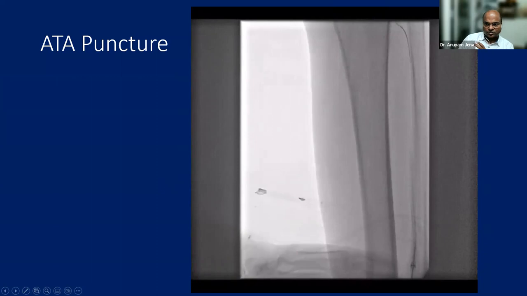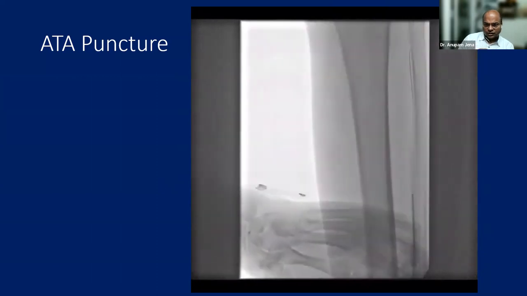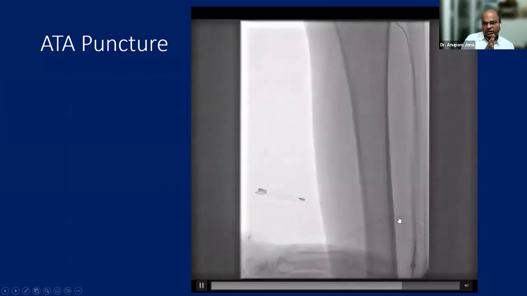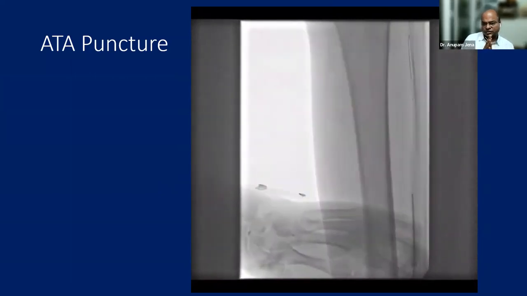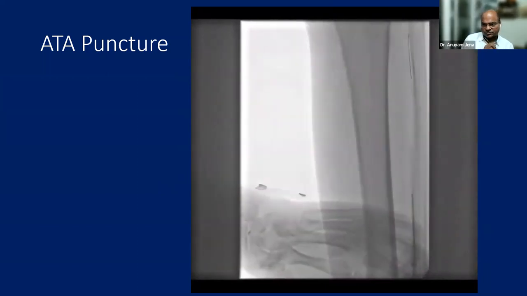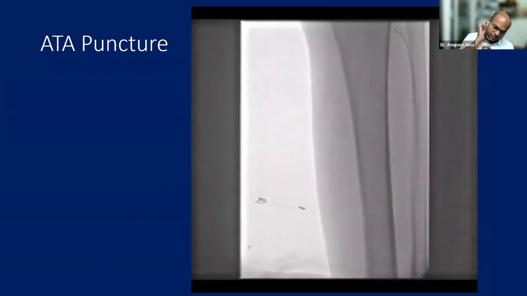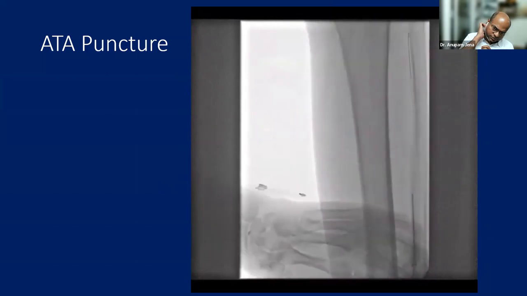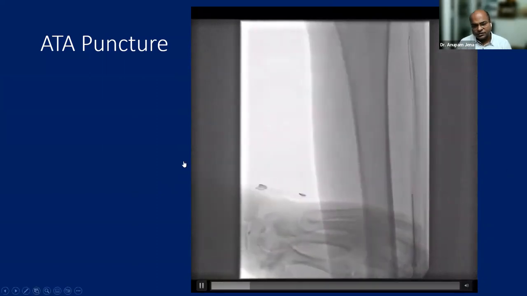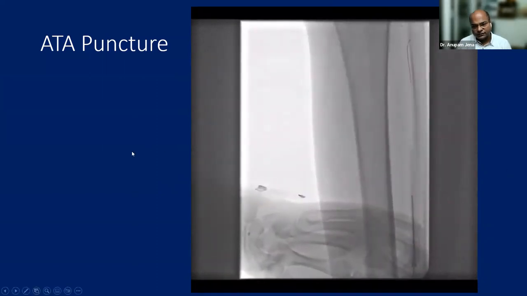So there was only one option, to go for a retrograde approach. So in this case, I punctured the anterior tibial artery. Normally, I don't have the hockey stick probe. A hockey stick probe is a very small Doppler probe used in peripheral vascular work. So with the normal Doppler probe, we mark the artery, and then with a micropuncture, we go for the puncture of the ATA, and then put a PTCA wire. So this is anterior tibial artery puncture.